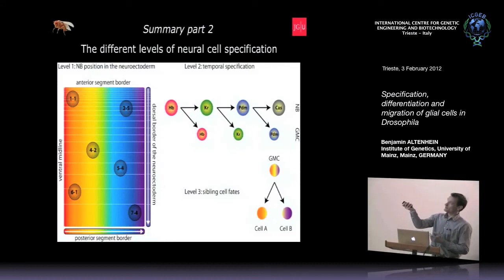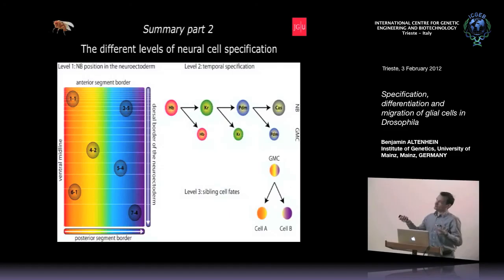So after the first division, the transcription factor Hunchback is inherited by the ganglion mother cell and gives it its early identity, whereas the last division produces a ganglion mother cell that inherits Pdm as a transcription factor and tells this ganglion mother cell, I'm the late one in the lineage.